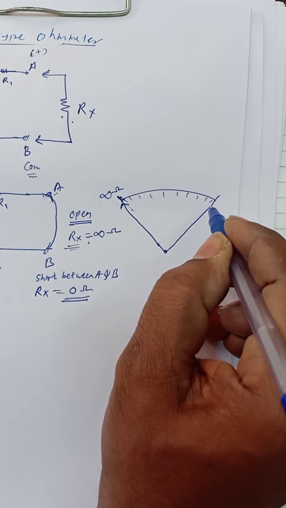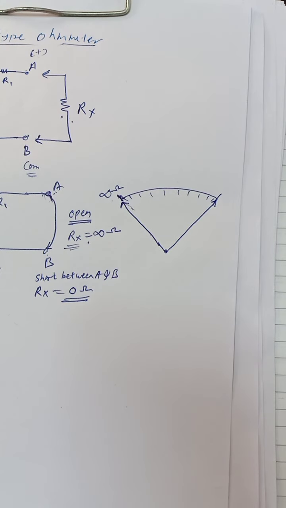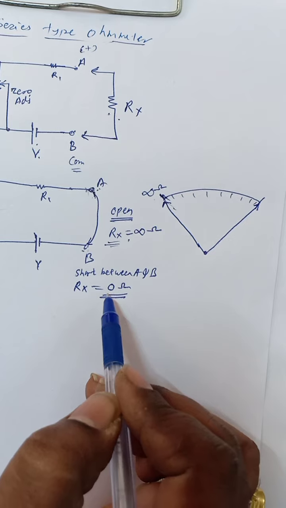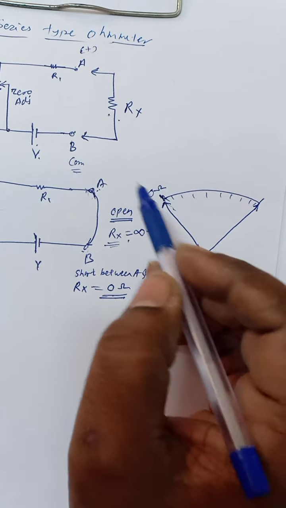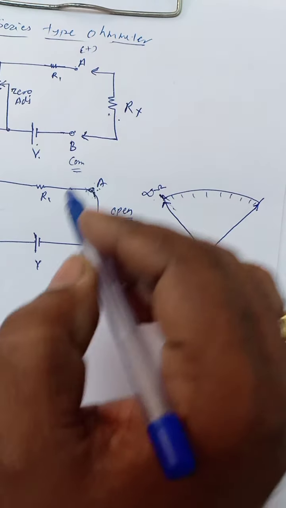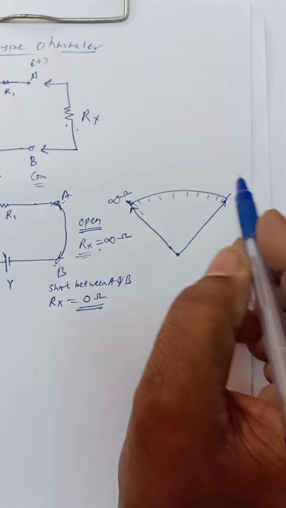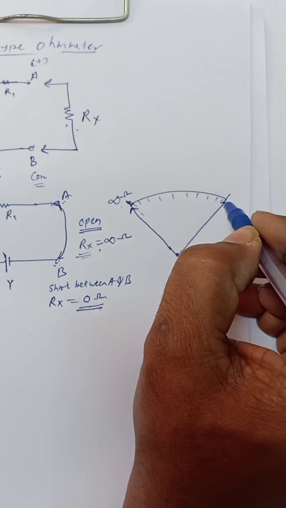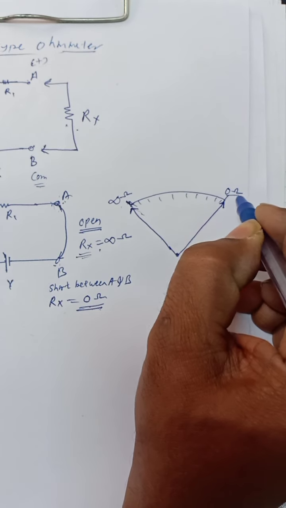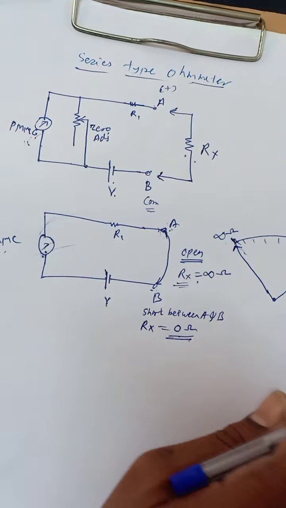Now the needle on the rightmost end of the scale. When A and B are shorted and it indicates 0 ohm, at that time the maximum current flows through this meter and it shows a maximum deflection. So that's why this position indicates 0 ohm resistance is connected between the A and B terminals.